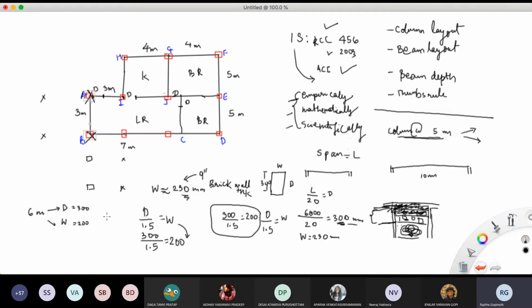Okay, is it understandable or not? Say something. Wasn't span by 10 for concrete and span by 20 for steel? No, I'm talking about concrete only. Okay. So now it's not span by 10.